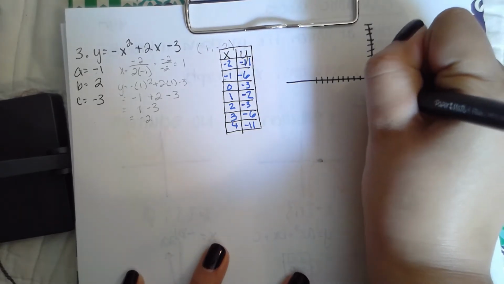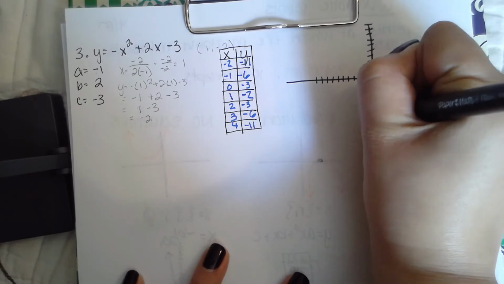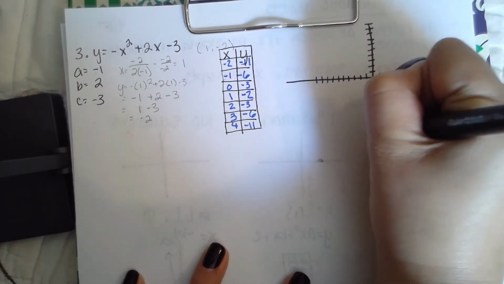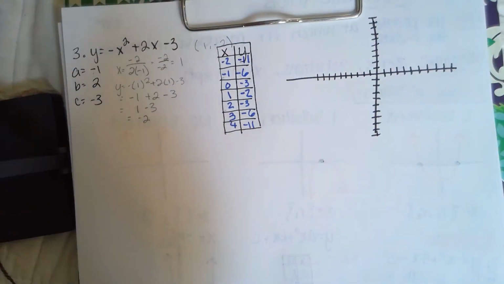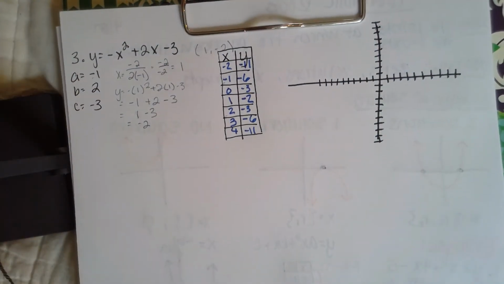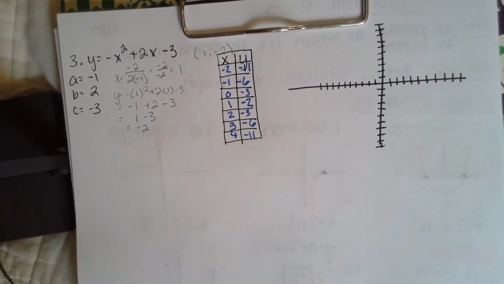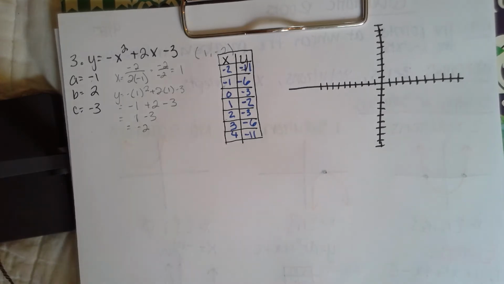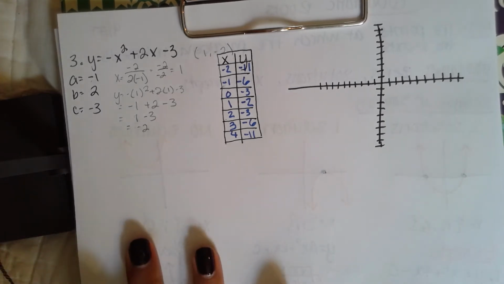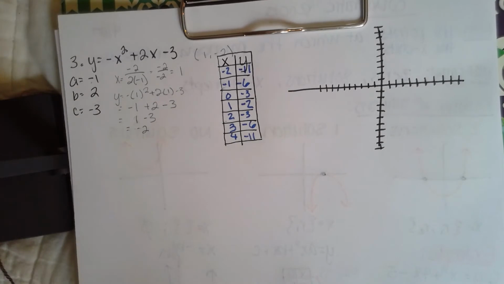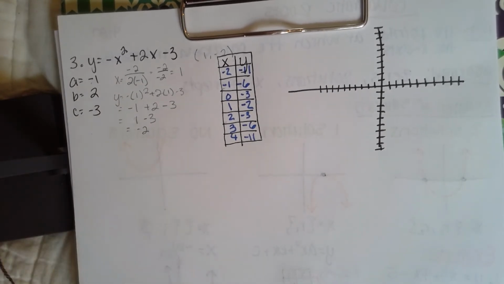Did I do this one right? Oh, I went up 6. I'm supposed to go down 6. 3, 4, 5, 6. There we go. And then 0, -3. And then 1, -2. And then 2, -3. And then 3, -6. Please ignore that dot. That wasn't supposed to go there. It went up 6 when the negative told me to go down 6.